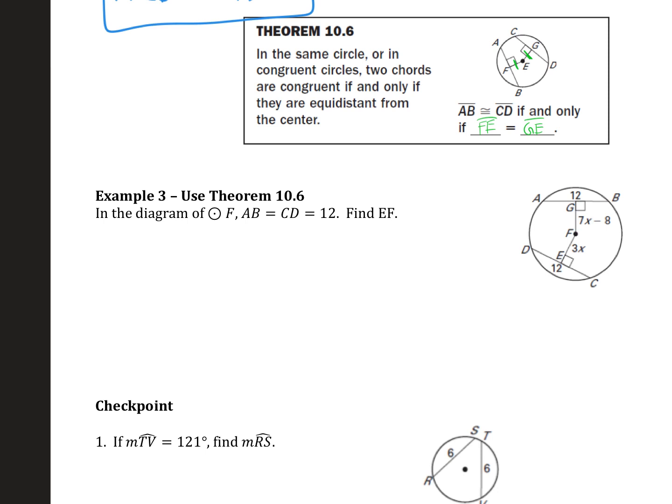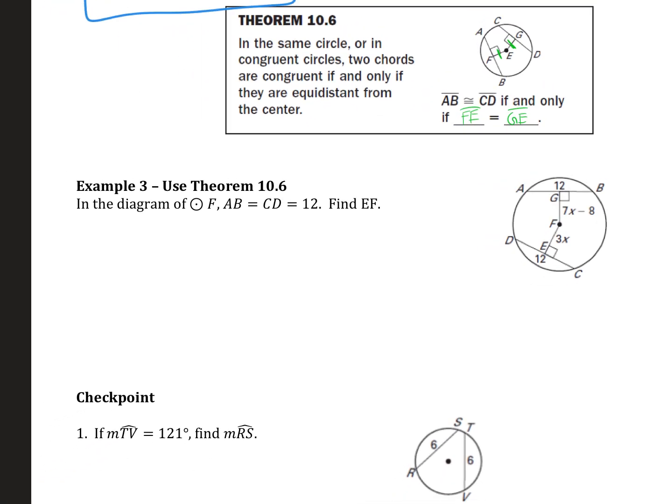So in this case, for example 3, what do we know here? Well, we know that these chords are the same because they're both length 12, right? And so what does that mean about these distances here? Well, these are going to be congruent. So we know that 7x minus 8 equals 3x. Okay, why don't you guys go ahead and solve for x if you can.